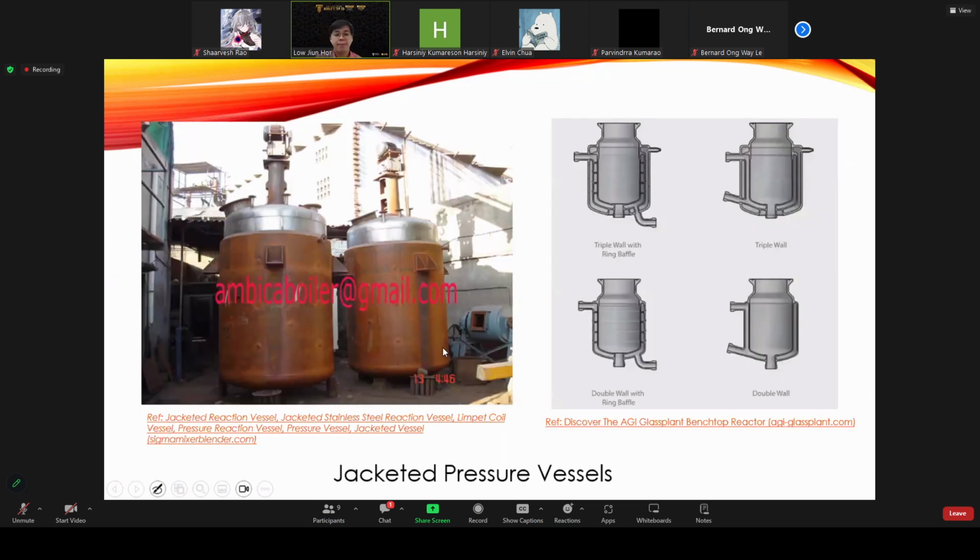This is an example of what we call the jacketed pressure vessel. This one is your pressure vessel. This one is the jacket, the brown color. And actually there is a gap between the shell and the jacket, and water will flow through to remove the heat energy. Okay, you see, this one is the shell, and here is the jacket, and water will flow through the outer surface of the shell here. Okay.